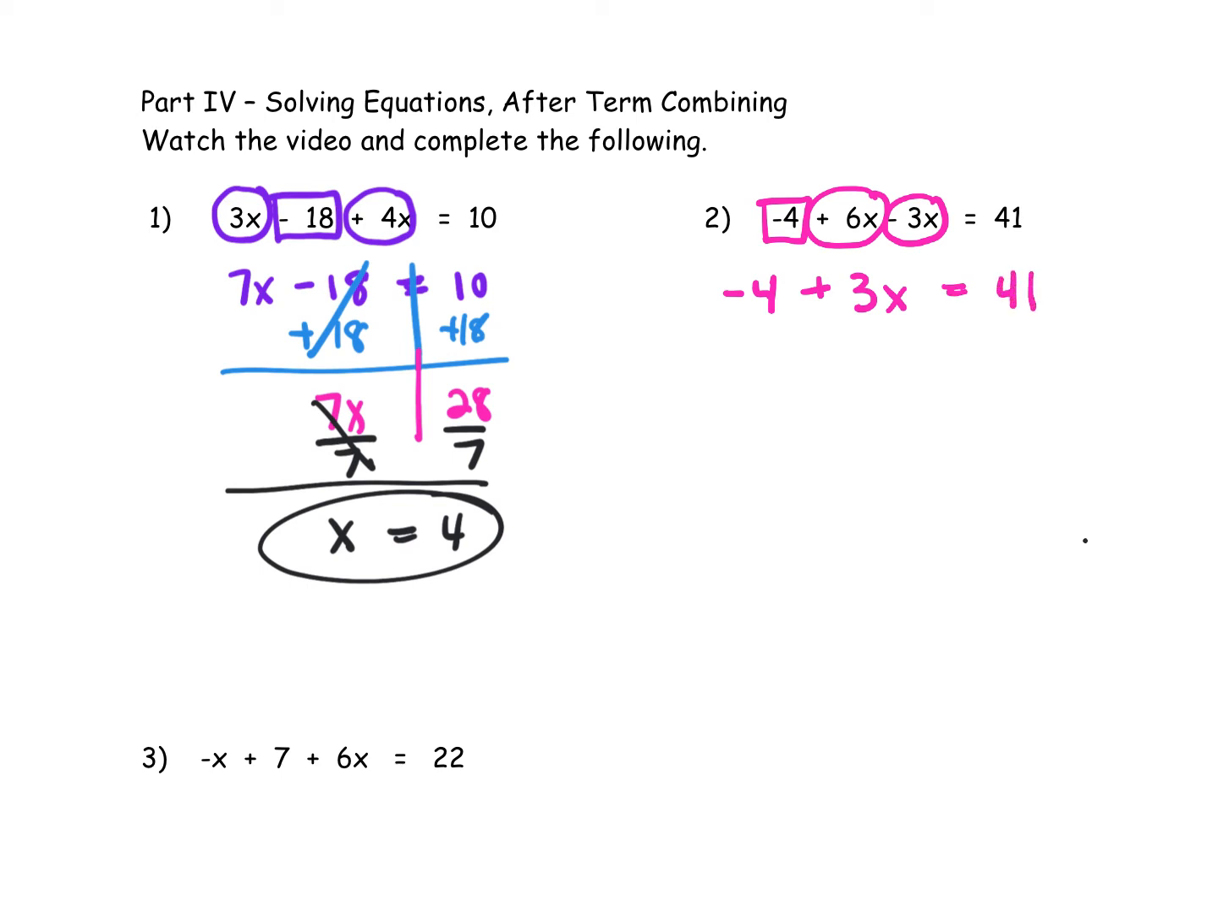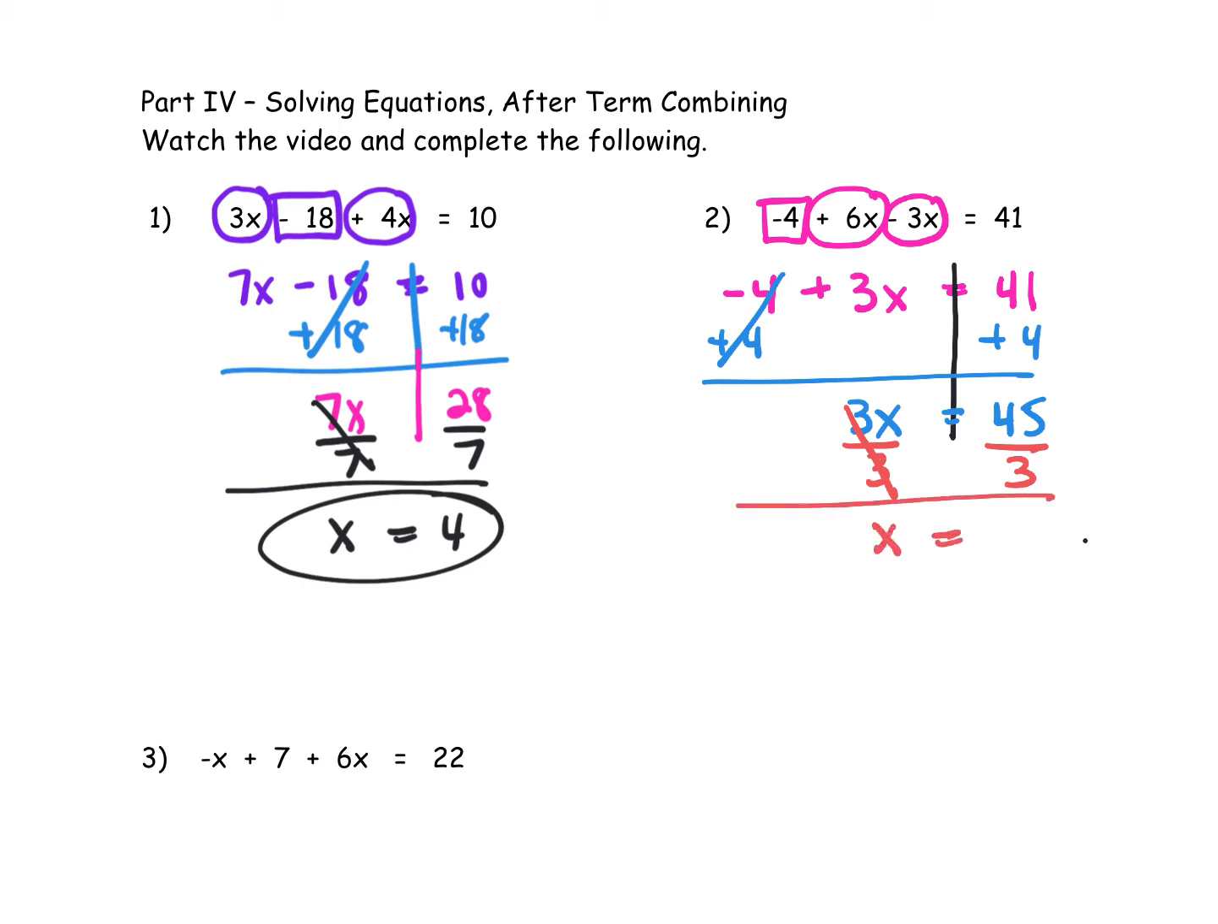And now we are ready to solve. We're going to build our wall, and we want to eliminate the constant of negative 4. So the opposite would be to add 4. So we will add 4 on both sides to eliminate this, leaving positive 3x, or just 3x. And on the right side, we now have 45. Our next step would be to divide 3x by 3 to eliminate the 3's. And I have to do exactly the same thing on the other side. So we have x equals 15 as our solution.